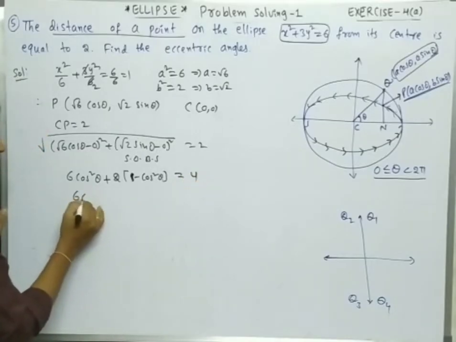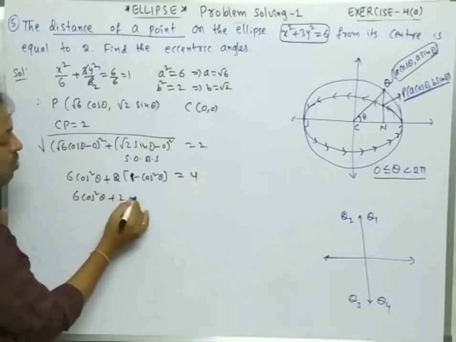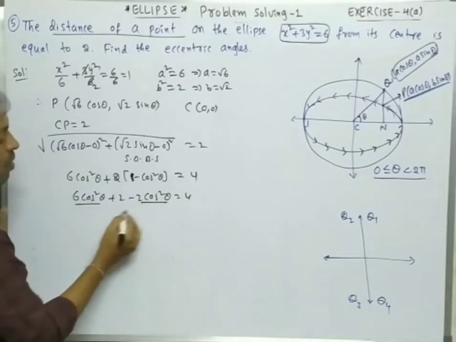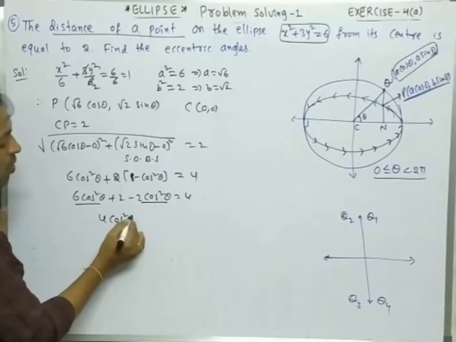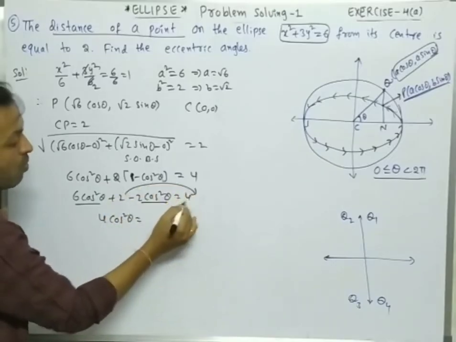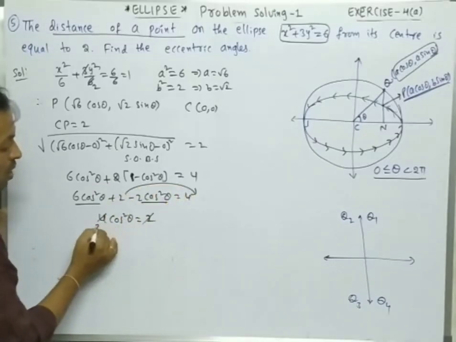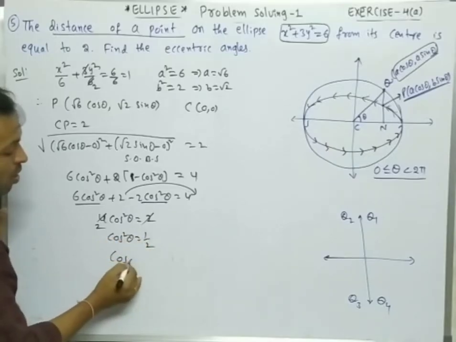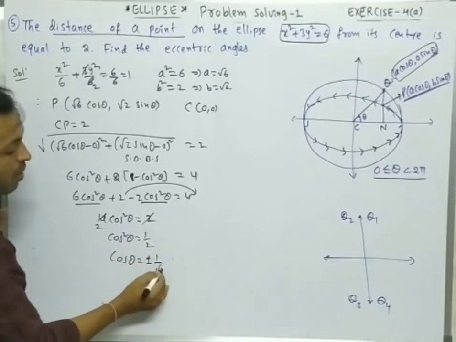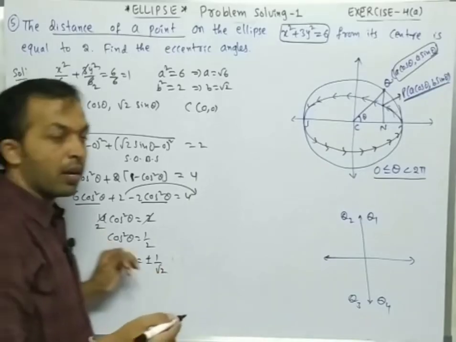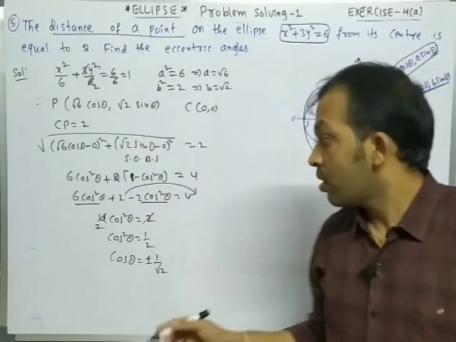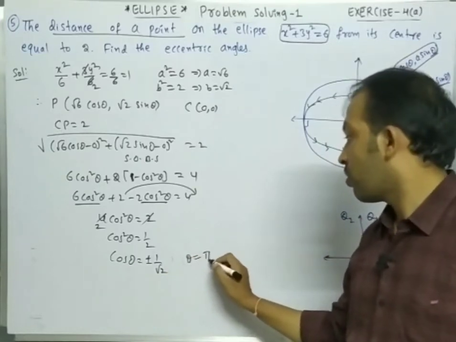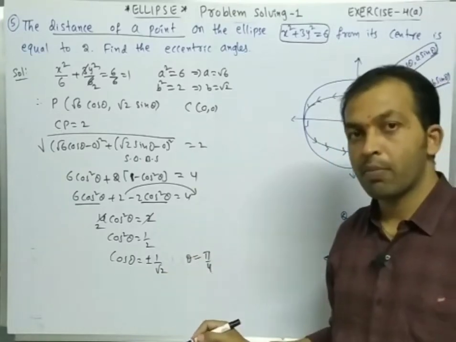So 6 cos square theta plus 2 minus 2 cos square theta is equal to 4. 6 cos square theta minus 2 cos square theta, 4 cos square theta. Bring 2 to the right side, 4 minus 2 becomes 2. So cos square theta is equal to 1 by 2. Cos theta is equal to plus or minus 1 by root 2. So the cos theta value is plus or minus 1 by root 2, which means theta may be pi by 4. The principal angle is pi by 4.